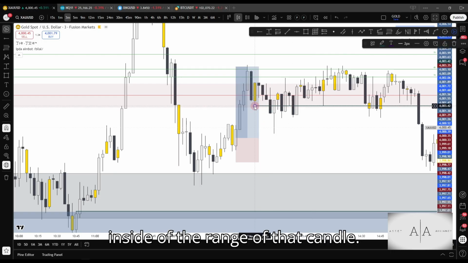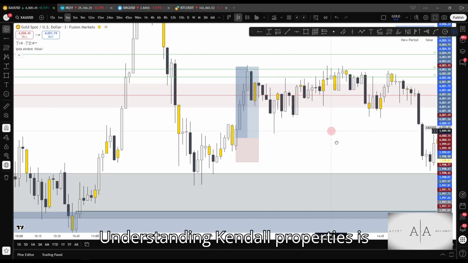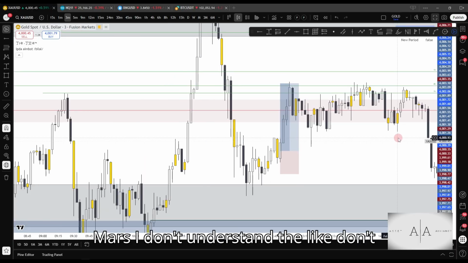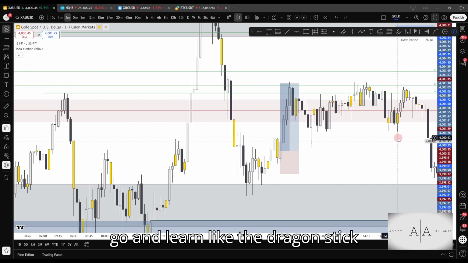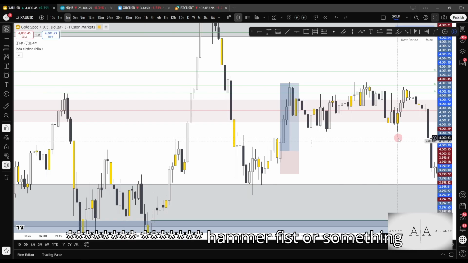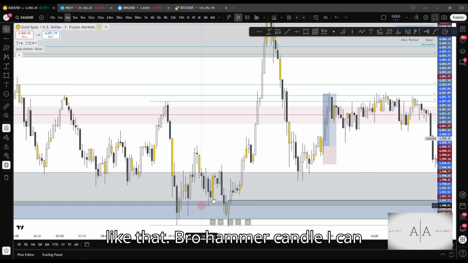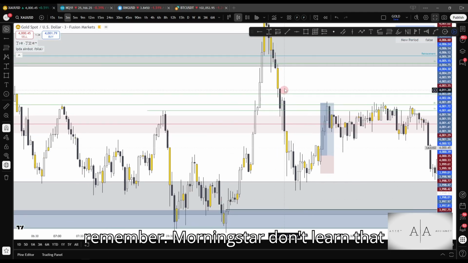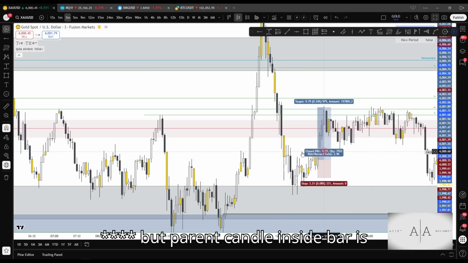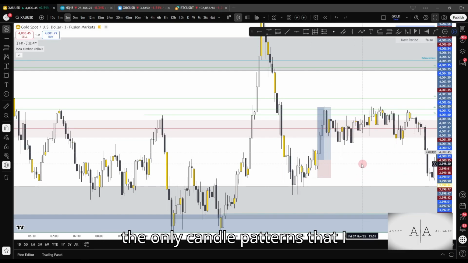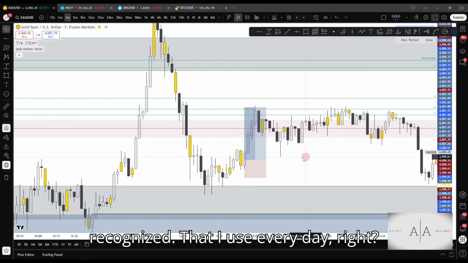So understanding candle properties is important, like parent candles, inside bars. Don't go and learn the dragon stick nonsense or hammer fist or something like that, bro. Hammer candle, I can remember. Morning star. Don't learn that, but parent candle and inside bar is super important to learn. These two are the only candle patterns that I recognize and that I use every day, right?